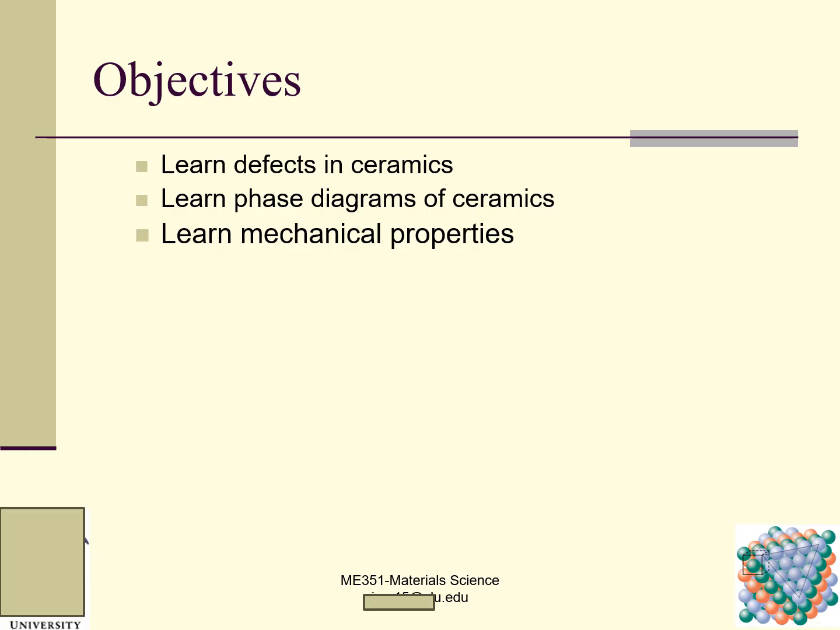First, we learned the defects in metals and also metal alloys, and now we want to learn the defects in ceramics. We also want to learn the phase diagrams of ceramics, and we want to learn mechanical properties. After we know this microstructure, we want to know what kind of mechanical properties ceramics have.